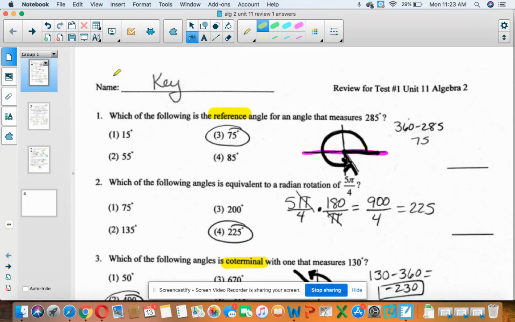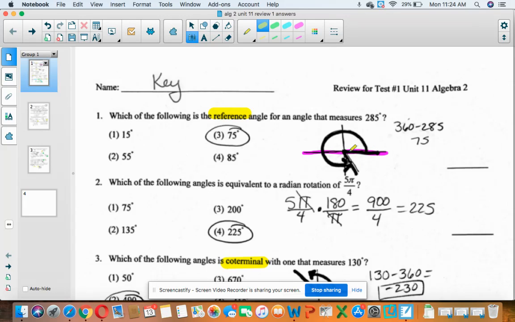So the first question just wants to know the reference angle for an angle that measures 285 degrees. So I drew a picture of an angle that's 285 degrees. Of course this is 90, 180, 270. So it's a little bit past 270 degrees. It's over here in the fourth quadrant. Reference angles are always based on the x-axis.